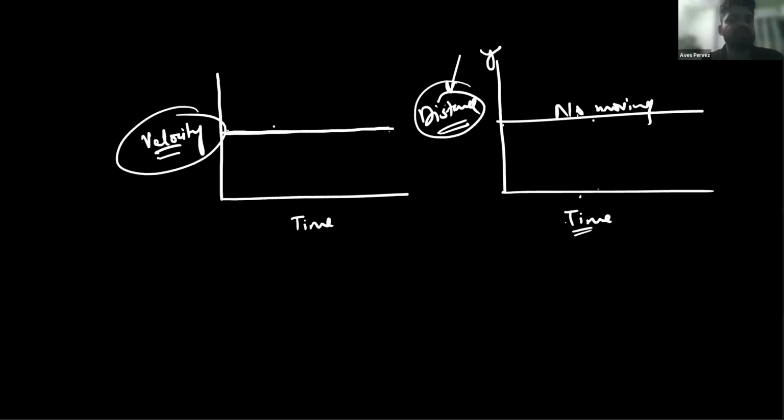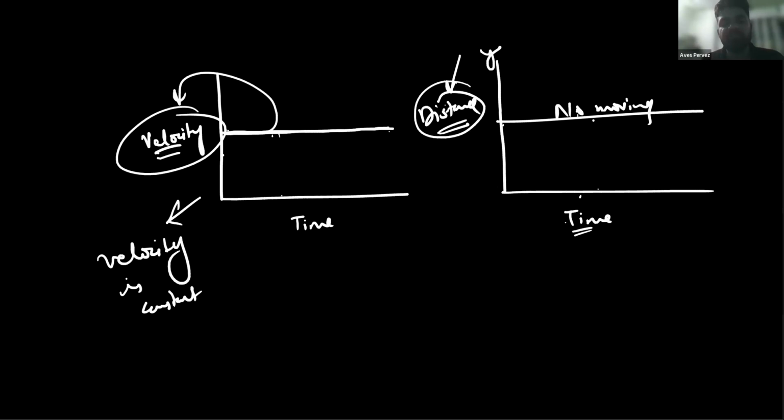Similarly, if you have this similar graph but it is a velocity time graph, you see that velocity is constant. This is a line parallel to the time axis, so whatever is written on the y-axis is constant. It is a velocity time graph now, so this is velocity constant. And when velocity is constant, it is uniform motion.